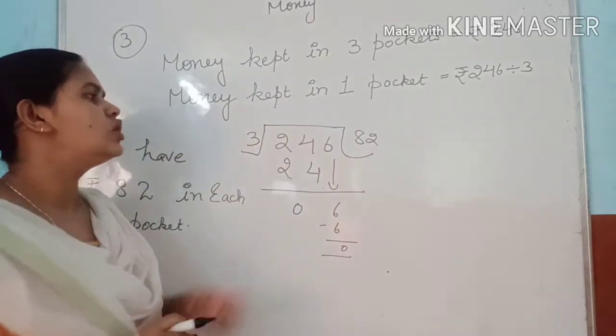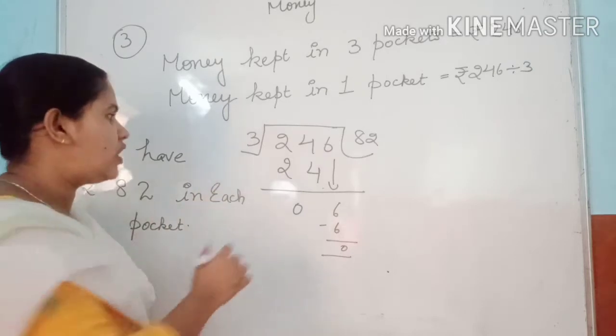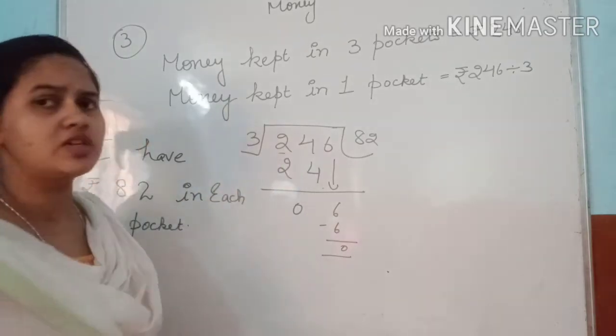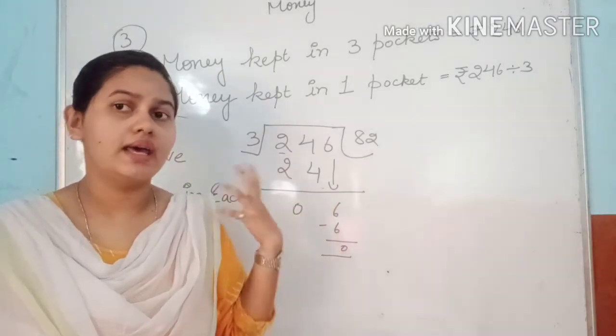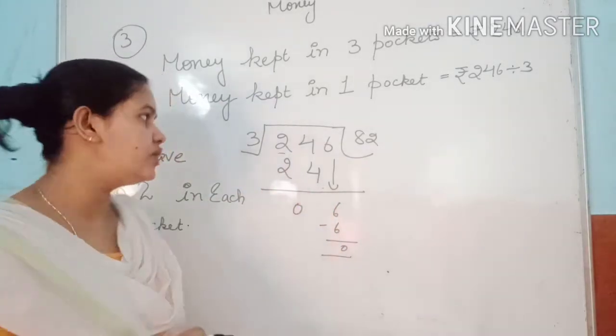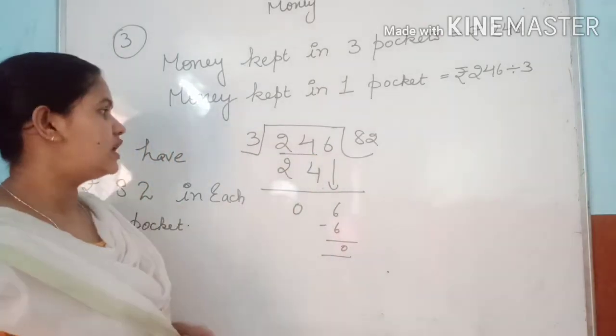Here you can see 246 is here and we have to divide by 3. Now we can easily see that it is not possible to divide 2 by 3. So here we can do one thing: we can take the 2 numbers. Okay. Here we take 2 numbers.